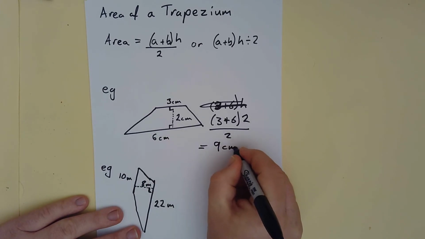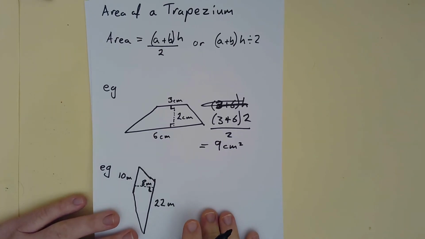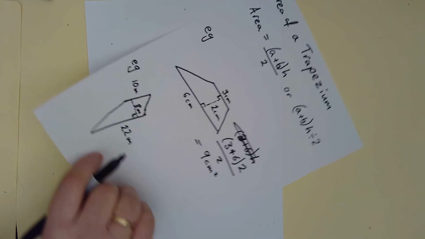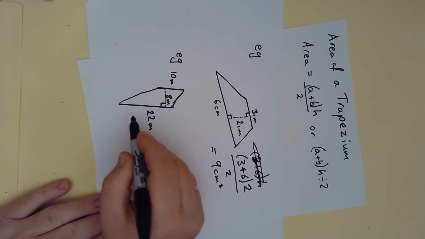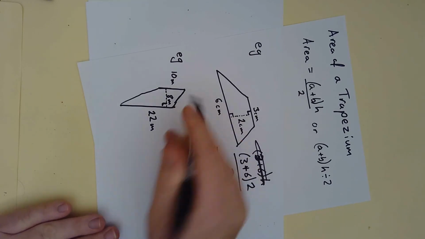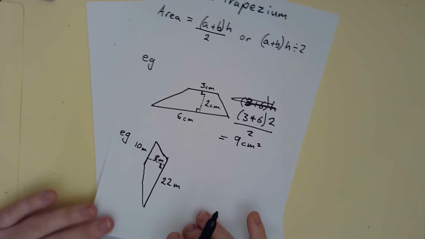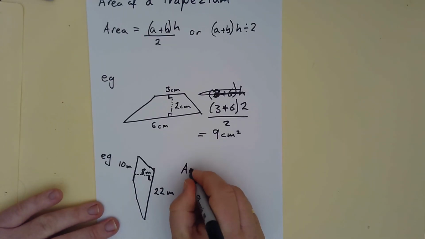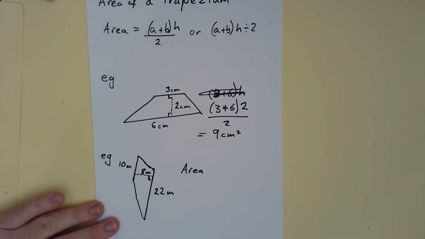Again, put my units there. Now, this shape here looks a bit odd. If I sort of turned it around like that, we'd see you've got two parallel sides. One of them's overhanging a bit, but it doesn't matter. It's the same technique. I do area equals A plus B in brackets times by my height divided by 2.